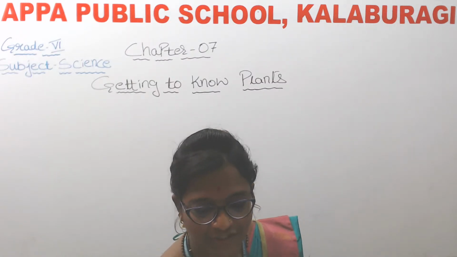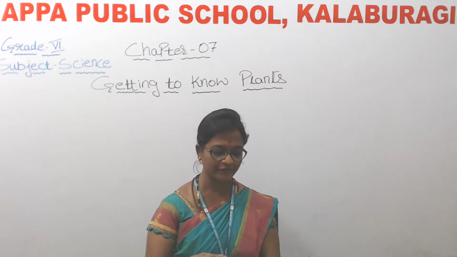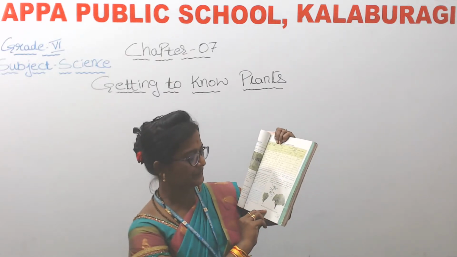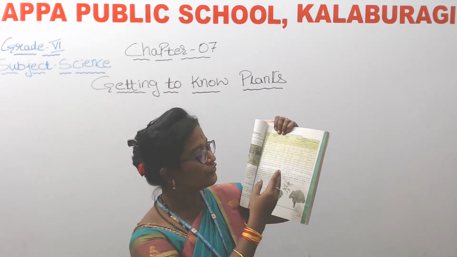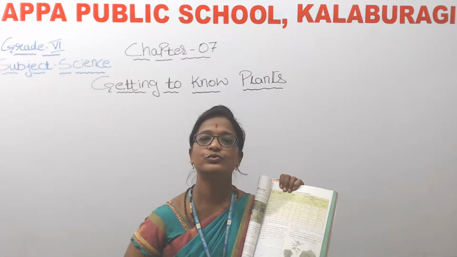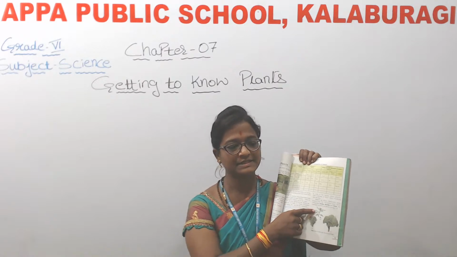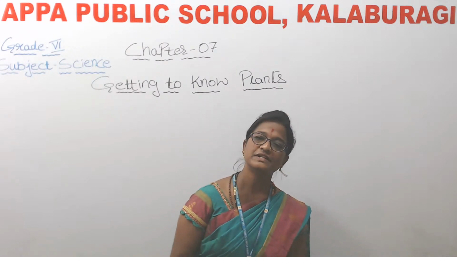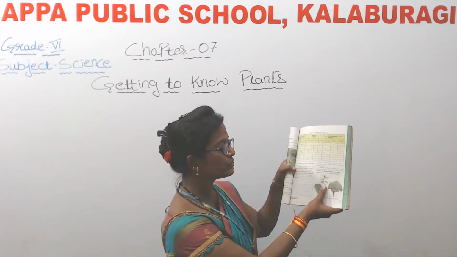So just open your textbook, children. Page number 53. You can see the image. You can see herb, shrub and tree. When you see all these three plants, how can you compare? As we discussed, herbs are the plants with soft and tender stem. We can easily bend the stem of a herb, and they have only few branches, as you can see here.